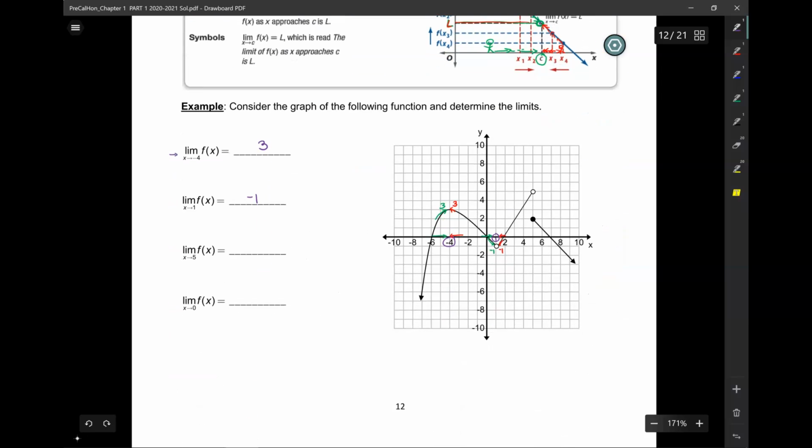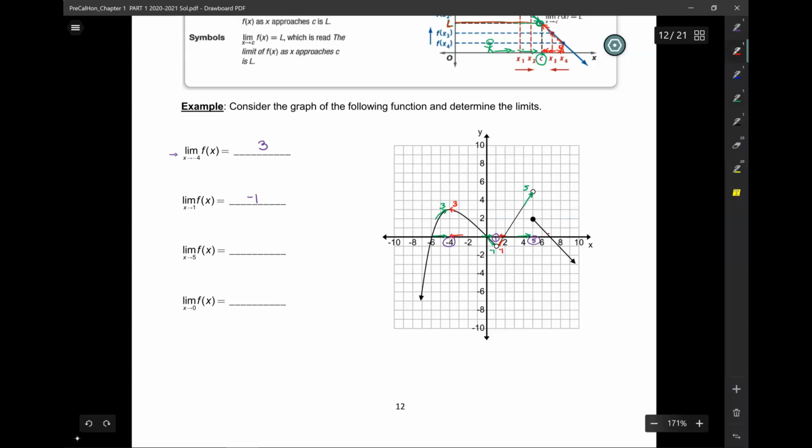Okay. What about the limit as x approaches 5? Where is 5? 5 is here. As I approach 5 from the left-hand side, okay, where is the graph approaching? What y value? Right over there. It's approaching +5.